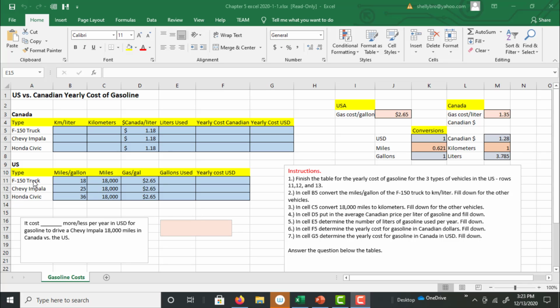So it's given us three different vehicles, how many miles a gallon they get, how many miles were driven, and what the cost of gas is on average per mile. So we want to know the gallons used and the yearly cost in US dollars. So that should be pretty simple. And I'm going to switch over to a PowerPoint so we can write on it and go over this here.